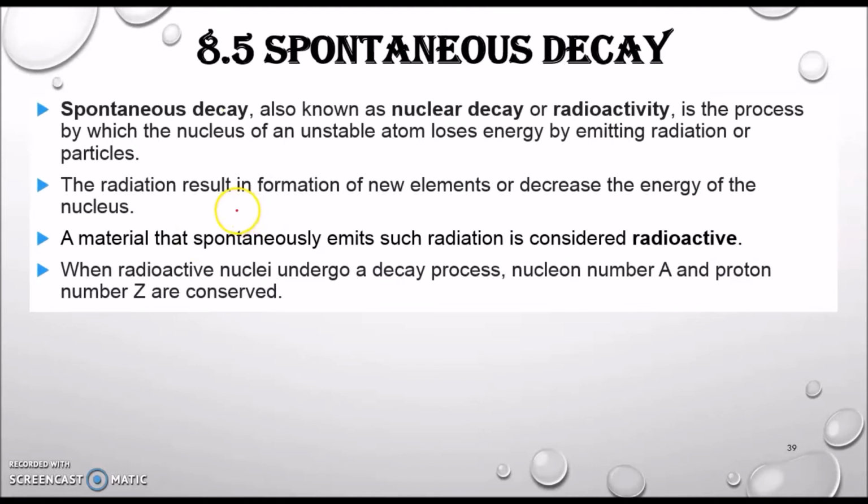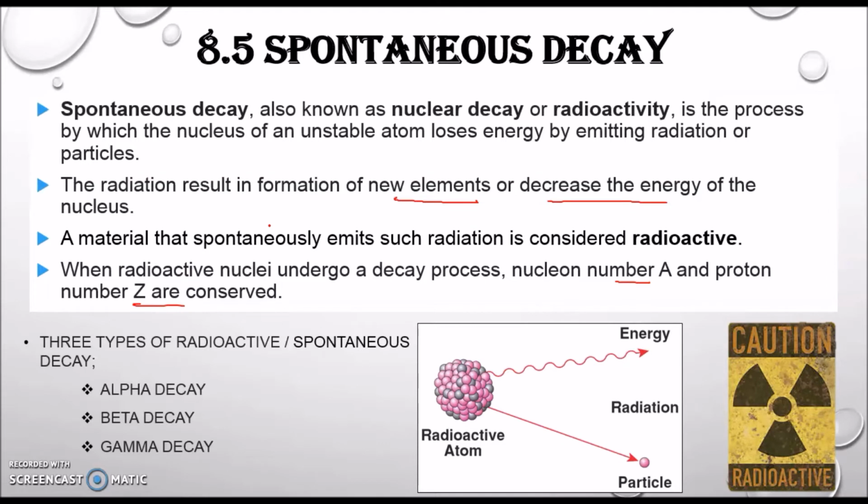From the decay process, it will emit radiation in formation of new elements or decrease the energy of the nucleus. A material or element that spontaneously emits such radiation is considered radioactive. So it's very dangerous because it can emit radiation spontaneously. When radioactive nuclei undergo decay process, the nucleon number and proton number are conserved. So the total nucleon number on the left side should be equal to the total nucleon number on the right side of the equation. Same goes to the proton number.